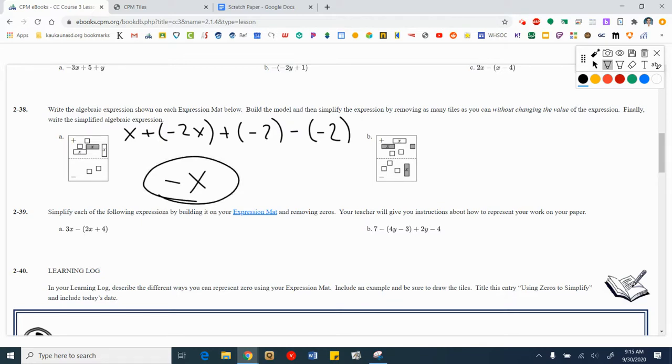Let's go ahead and take a look at b together. So I see plus an x plus 1, plus a negative x, and a negative 2, minus x, minus a negative 3.